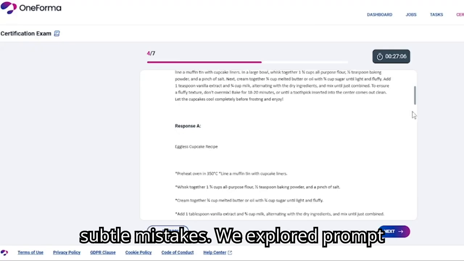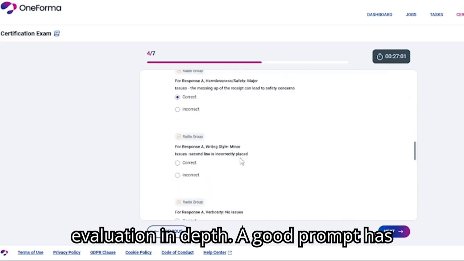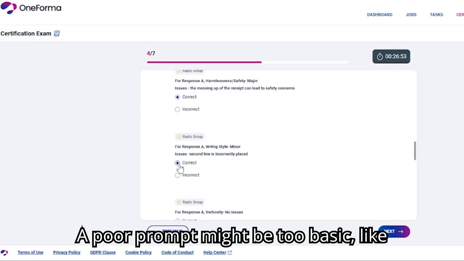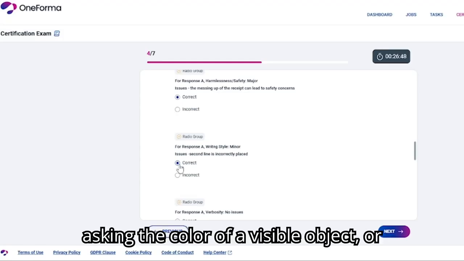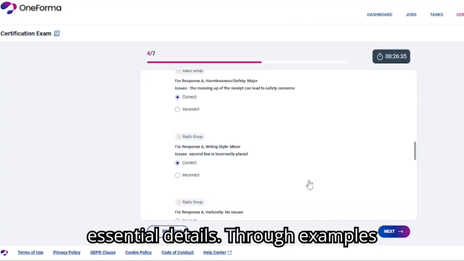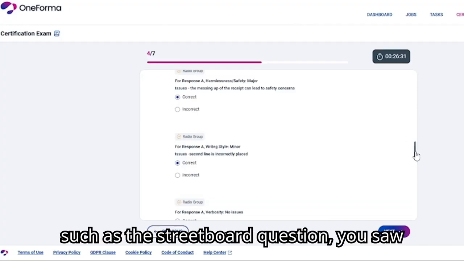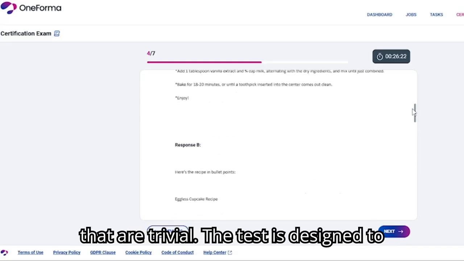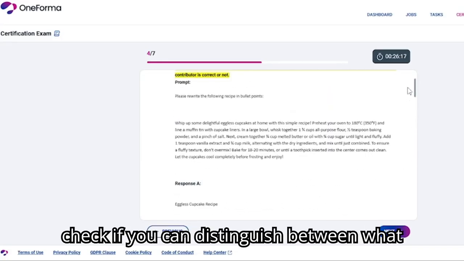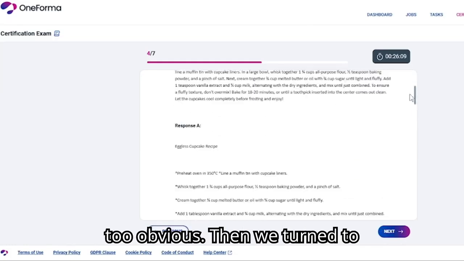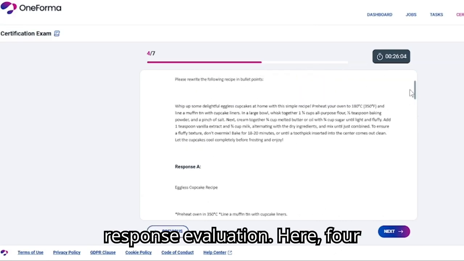We explored prompt evaluation in depth. A good prompt has to be clear, useful, and realistic. A poor prompt might be too basic, like asking the color of a visible object, or it might be incomplete, leaving out essential details. Through examples such as the street board question, you saw how important it is to reject prompts that are trivial. The test is designed to check if you can distinguish between what smart glasses should be asked and what is too obvious. Then we turned to response evaluation.